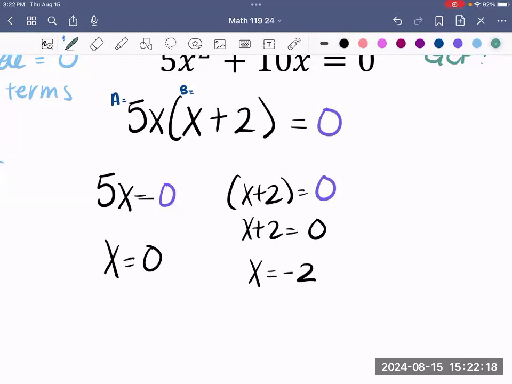Again, do not forget your GCFs matter. Well, I should say the variable of your GCF matters. So if you just took out a 5 and we didn't have an x in common, you don't have to set 5 equal to 0. It's only if you pulled out a variable when you factored that you set it equal to 0.